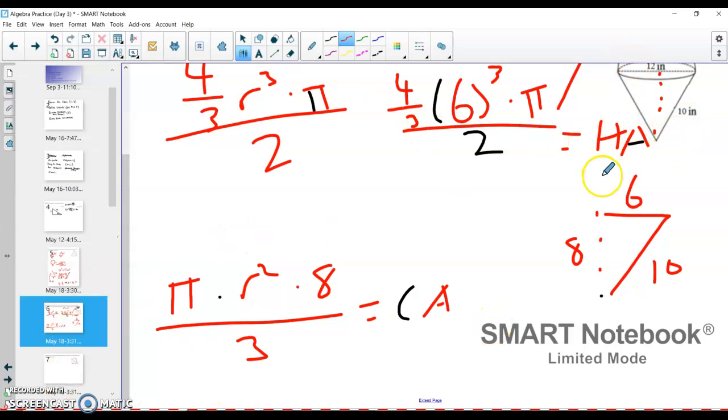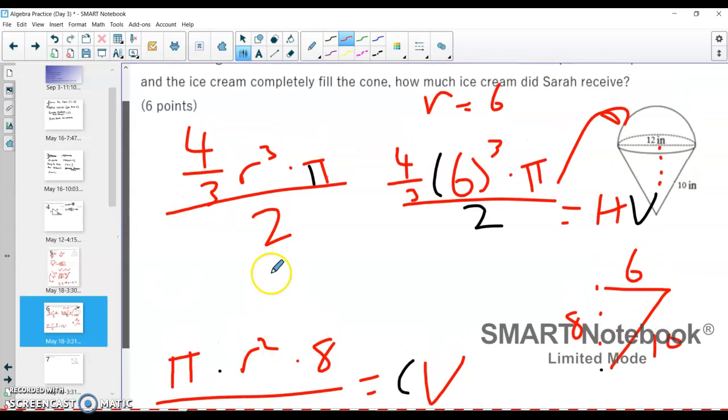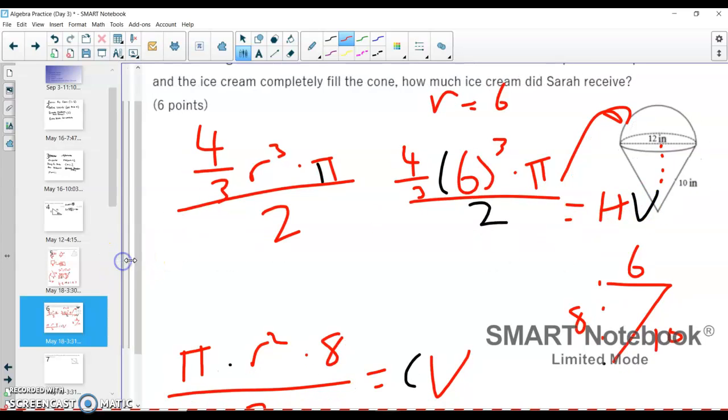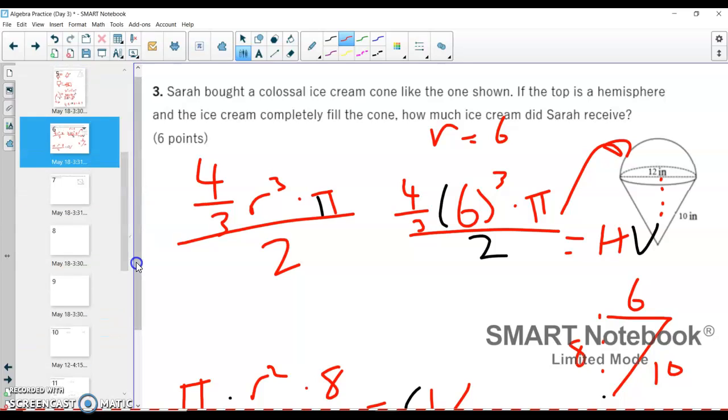Sorry, I'm saying area, and this should seriously say, and I'll erase it, I'm glad I caught the mistake, hemisphere volume and cone volume. Okay? Because we are finding volumes here, and these equations represent volumes of cones and hemispheres. You'll take your hemisphere volume and your cone volume and add them together to get the total volume of the entire thing.